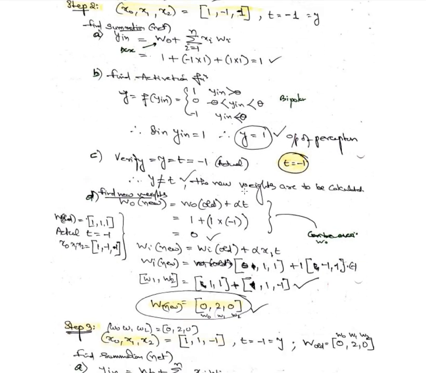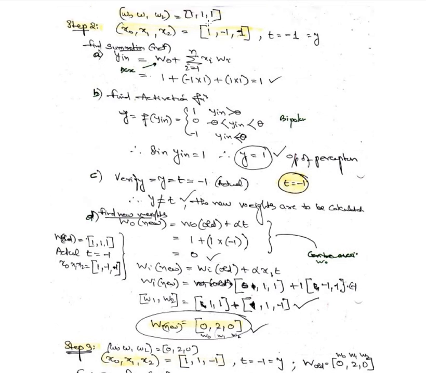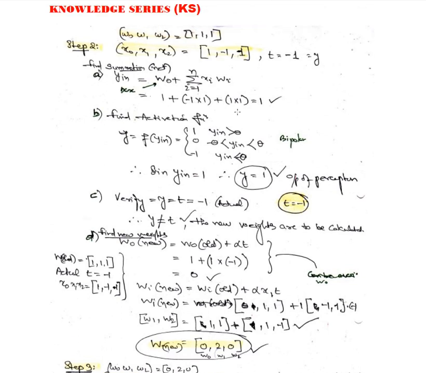Now what is going to happen? The W old plus alpha t, this is for the bias, where W old is what? It was 1. Now that is put here. Alpha is 1 and t is -1. So we got it as 0. And W new is going to be modified with Wi old plus alpha x1 t. W old is how much? W old is 1, 1, 1. So that is triple 1 there.